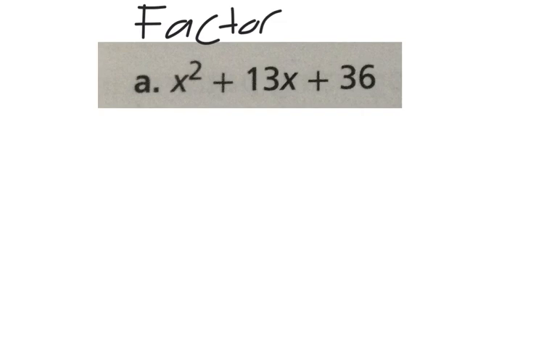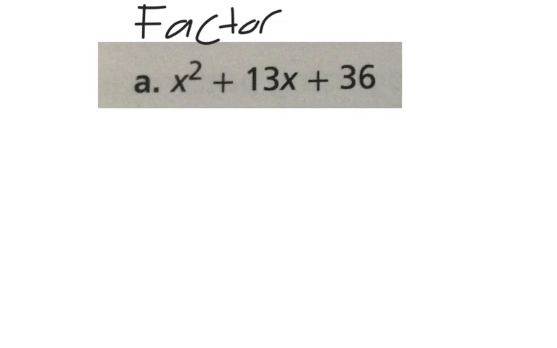Number 1. Is there a GCF? They all share 13? No. Remember, a GCF must be shared between all three terms. There is no GCF. Because if there was a GCF, that would be easy to factor. We just factor the GCF out. There's no GCF. It's not a special case.